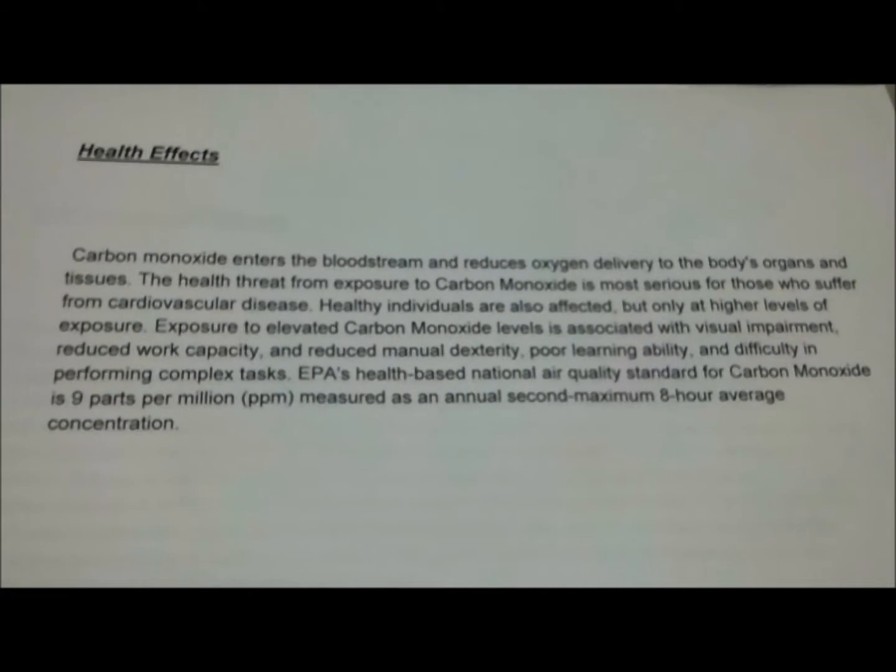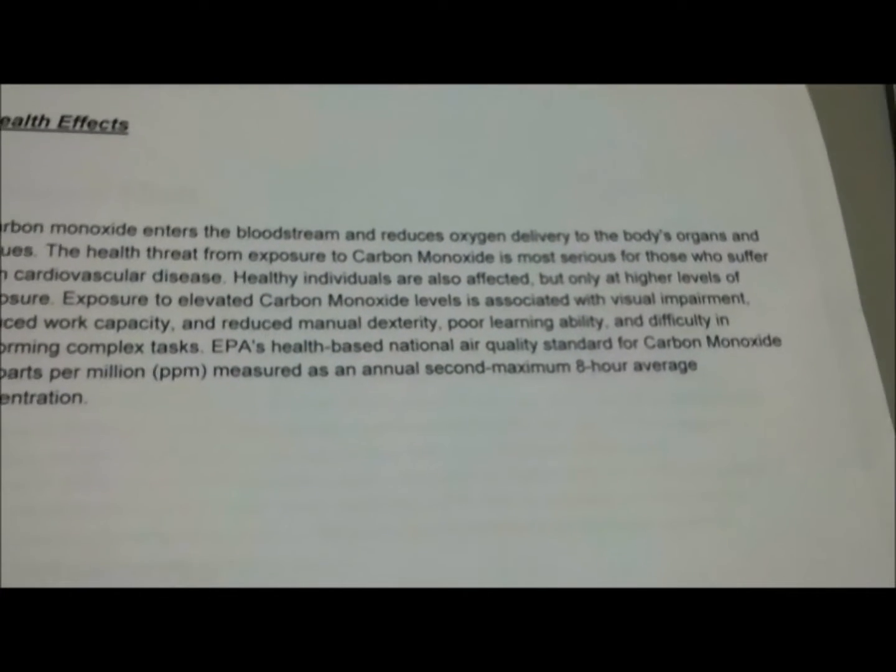EPA's health-based National Air Quality Standard for carbon monoxide is 9 parts per million, measured as an annual second maximum 8-hour average concentration.